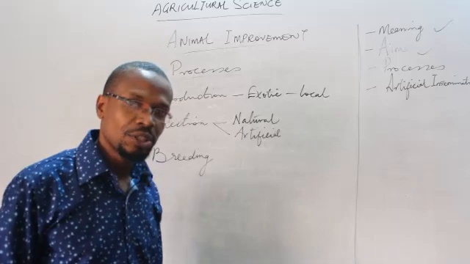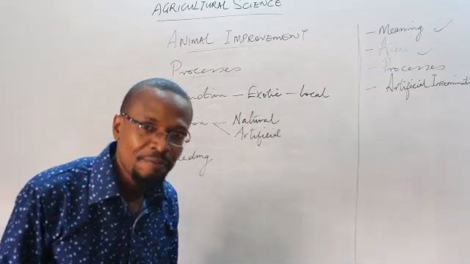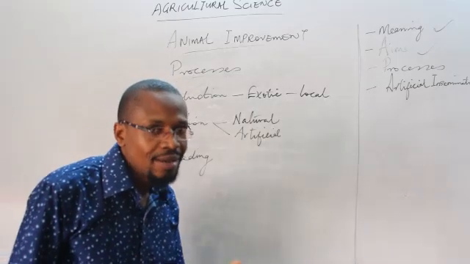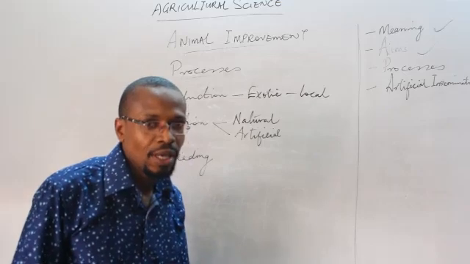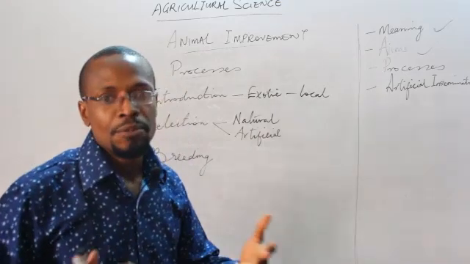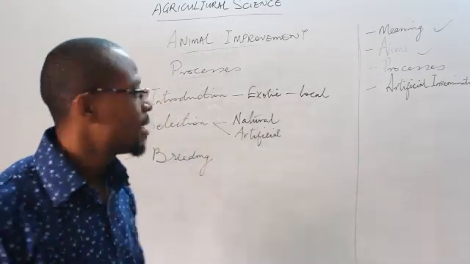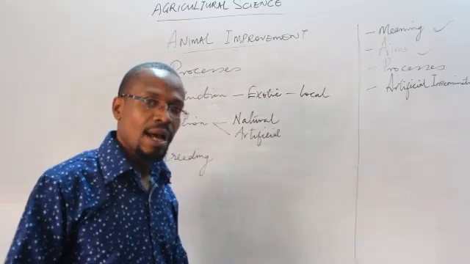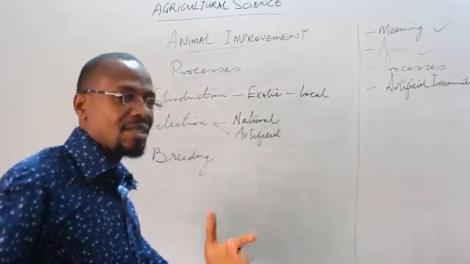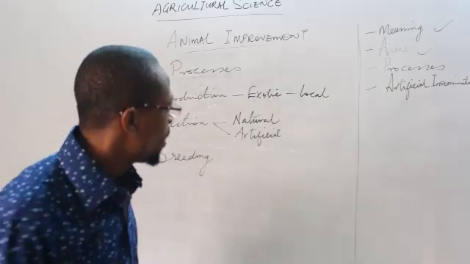In artificial selection, the man, that is the farmer, just uses his natural intelligence in selecting the animals that he feels are quite fantastic and they can survive.